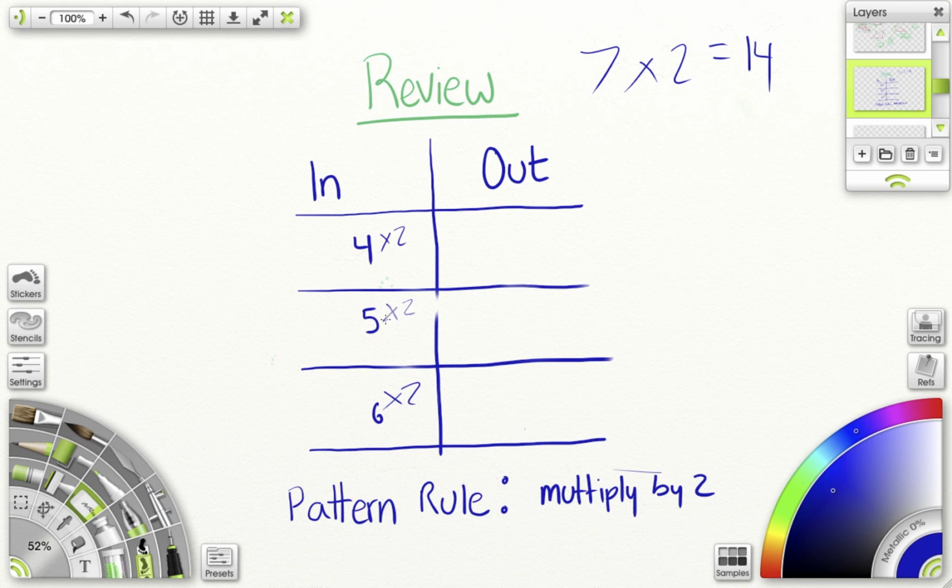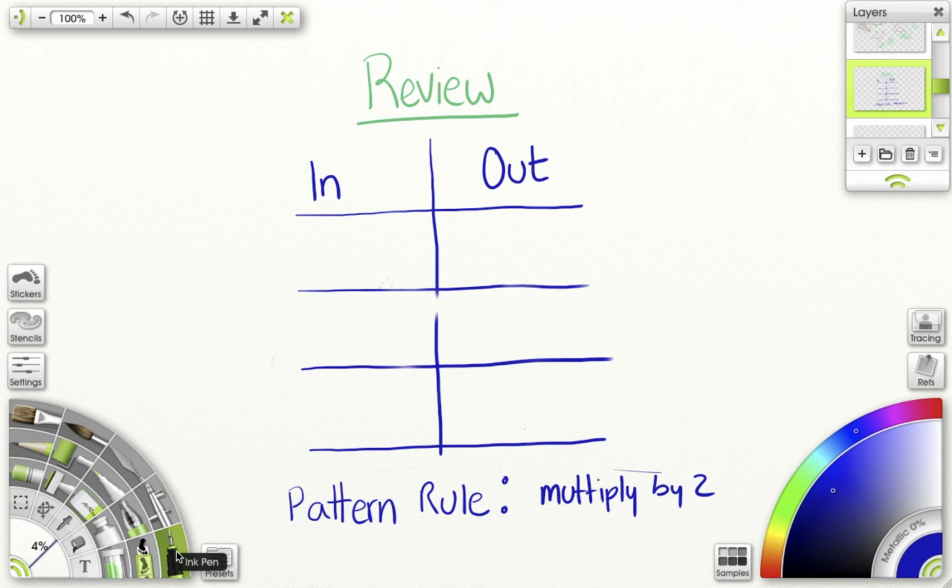So remember how last time, if the input number was not given to you, you have to do the opposite. So if you had to add 4 to the input number to get the output, then if you had the output number and needed to get the input number, you'd have to minus 4. So we're going to try doing the same thing, except this time we're doing it with multiplication and division. So we still have the same pattern rule, which is multiply by 2. But our output number here is 16.